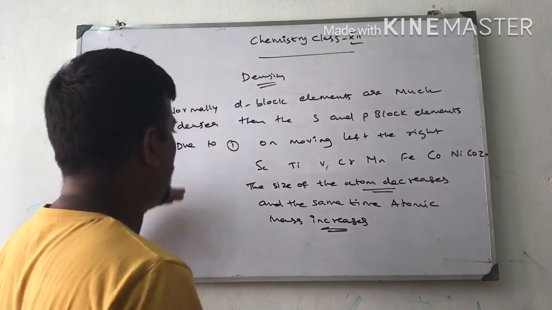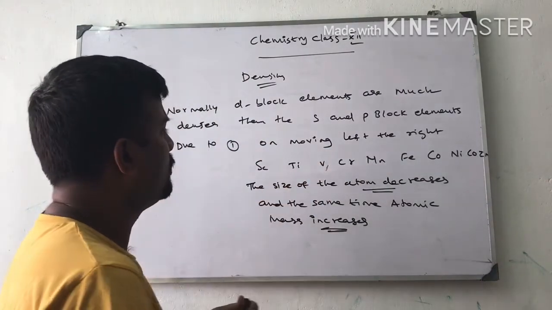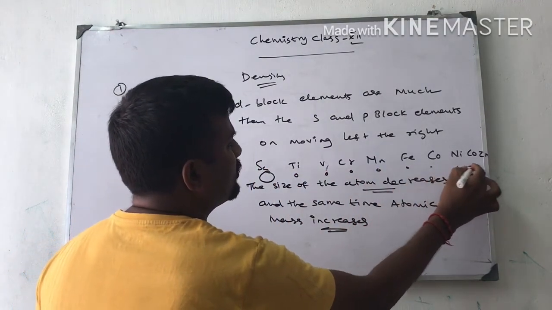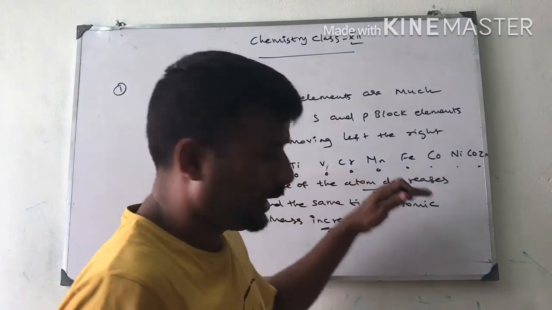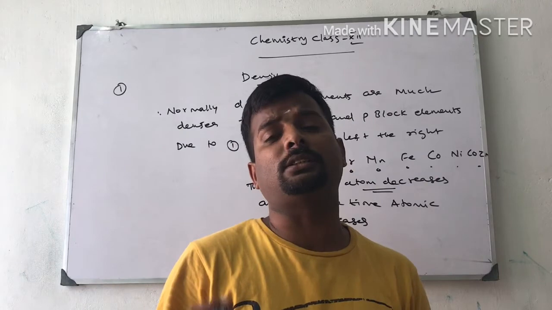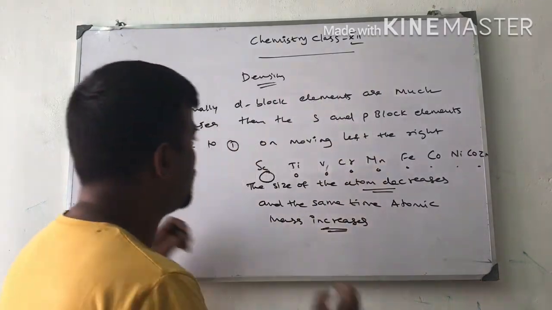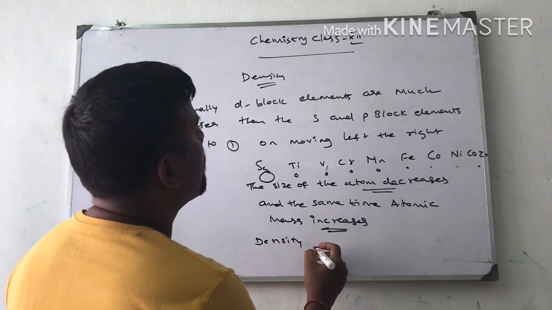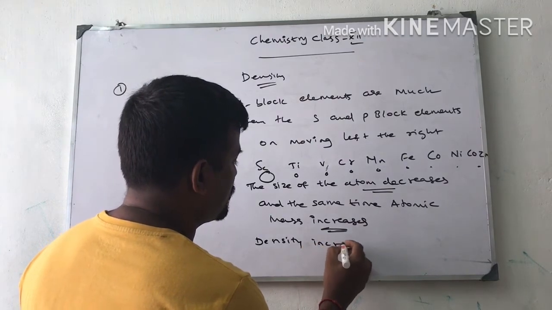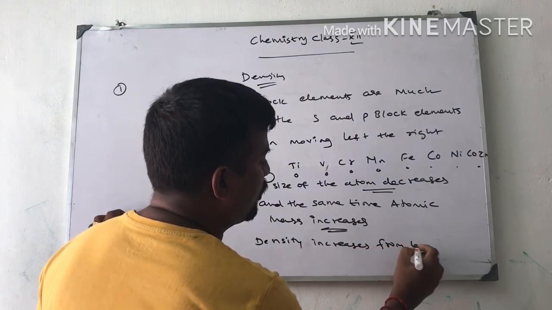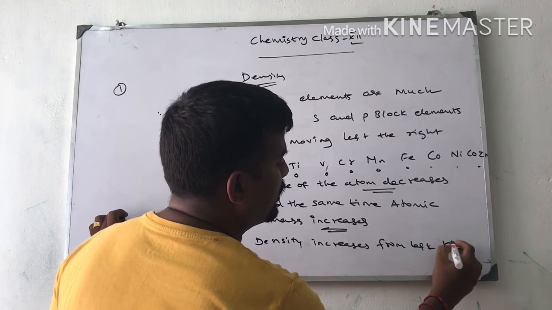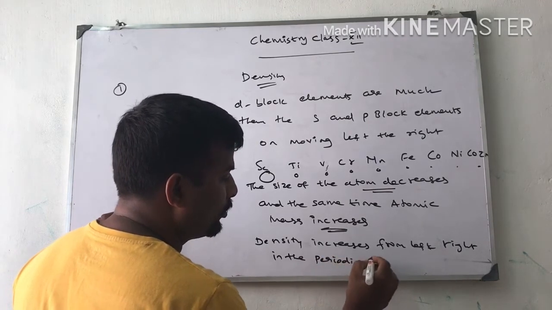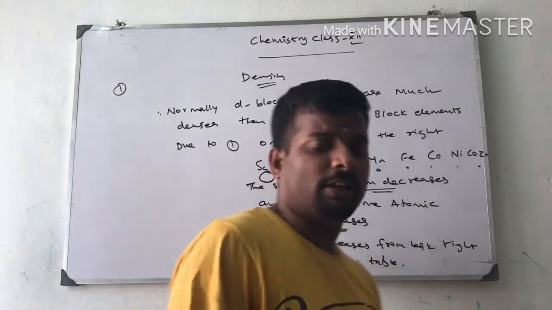That is called density. So on moving from left to right, the size of the atom decreases, while at the same time the number of electrons increases. That is why density increases from left to right in the periodic table. Period wise, density increases.